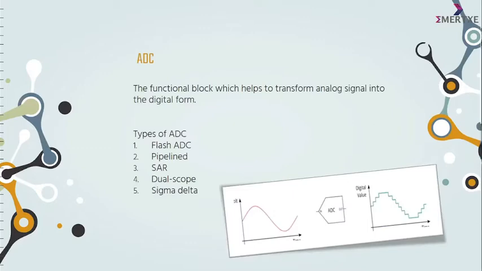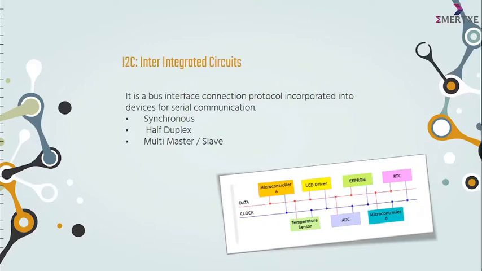ADC is a functional block which helps to transform an analog signal into a digital form. There are 5 types of ADC: flash ADC, pipelined, SAR, dual slope, and sigma delta. I2C, which is inter-integrated circuit, is a bus interface connection protocol incorporated into devices for serial communication: synchronous, half duplex, multi-master multi-slave. This is an example of an inter-integrated circuit.